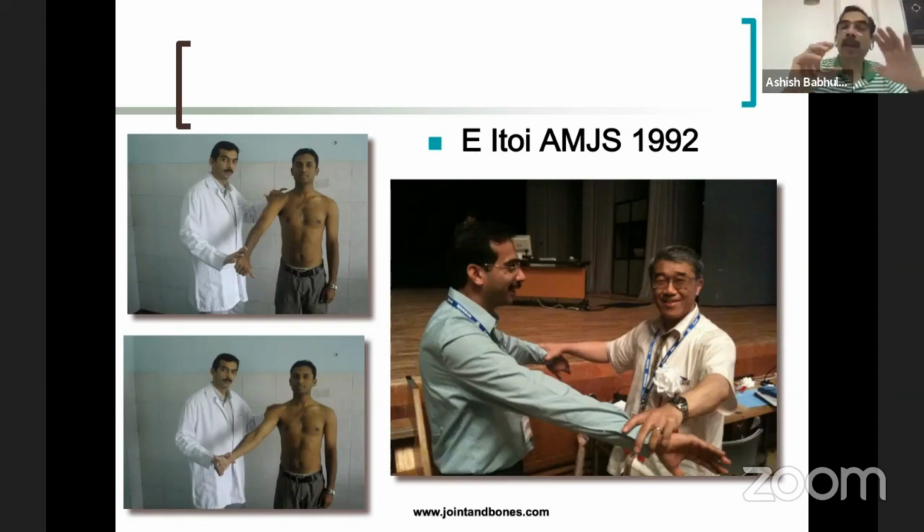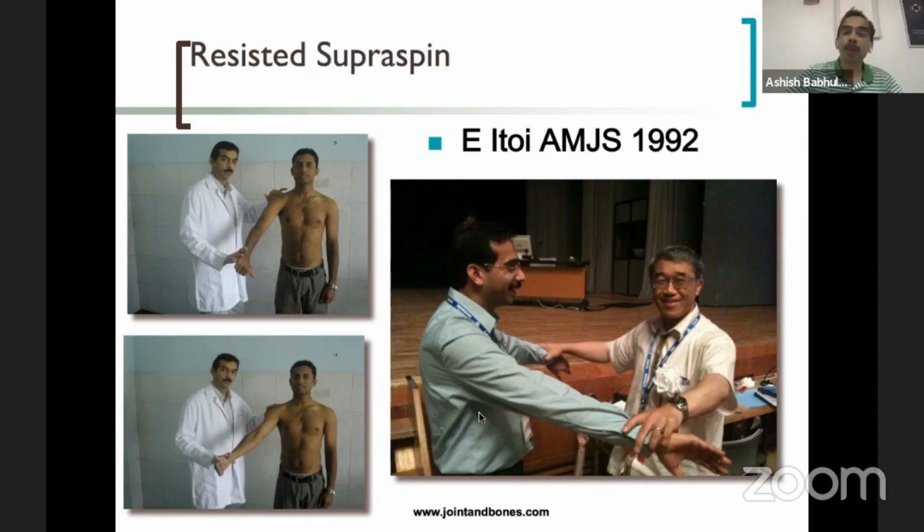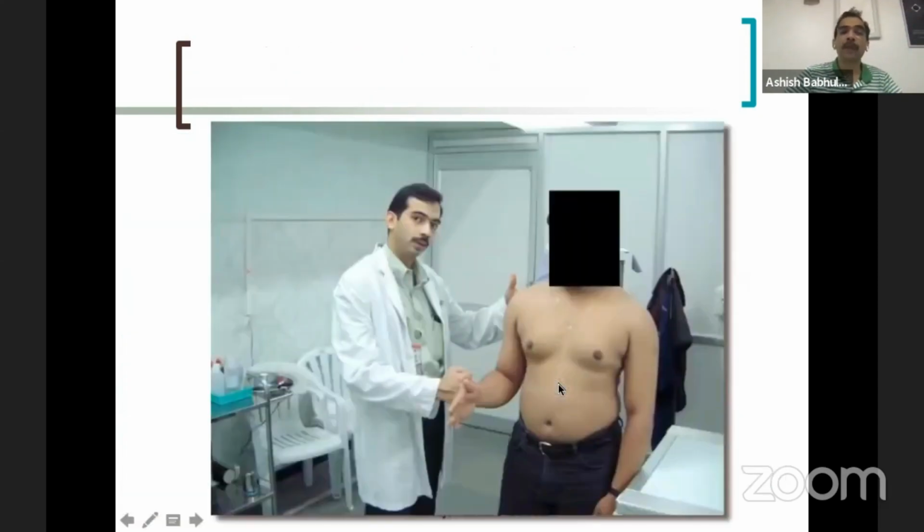Now listen carefully. If only full can is negative and empty can is positive, it doesn't mean a cuff tear. It probably suggests a weak cuff from inflammation, partial cuff tear, or a calcification. If you have both full can positive and empty can positive, then it's highly likely to be a full thickness rotator cuff tear. So these are resisted supraspinatus tests.